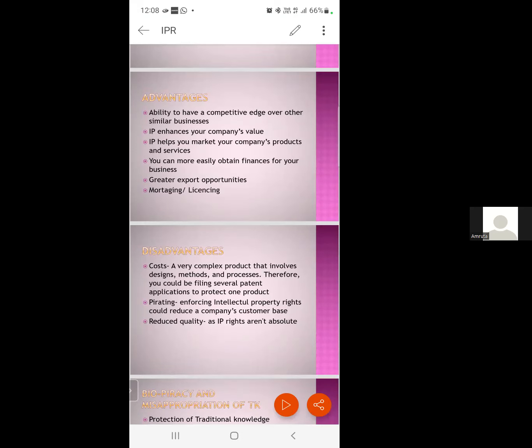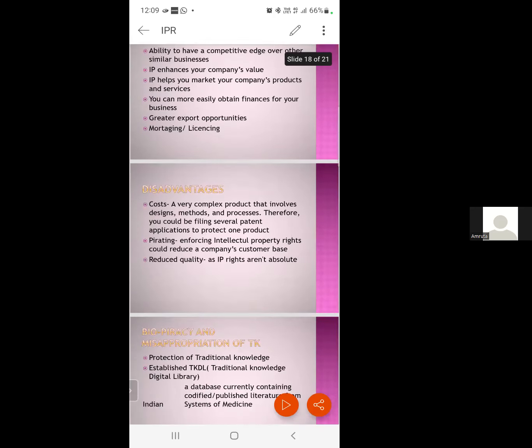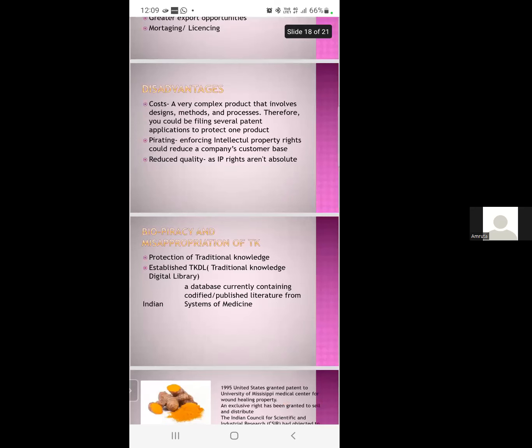Then you get greater export opportunities. And lastly, mortgaging your product or your brand becomes very easy. Or you can even license your product or brand, and you can gain monetarily. There are certain disadvantages to IP as well.